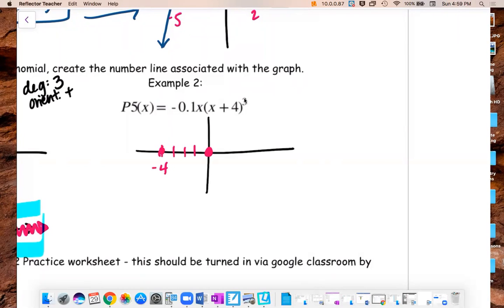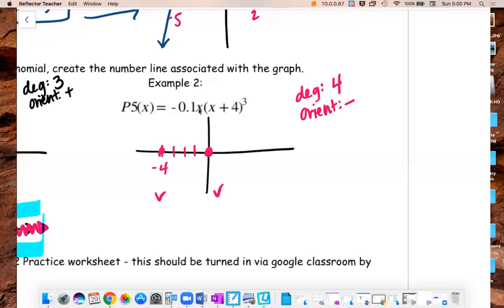All right, so then let's do degree and orientation, so we know what the ends of this graph do. So for degree, I have 3 x's here and 1 x here, so it's going to be a degree 3 plus 1, which is 4. And then if I look at the number in front, this is a negative orientation. So that means the ends of my graph are both going to be pointing down because it is an even degree with a negative orientation.